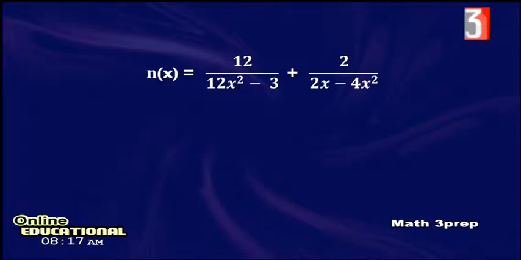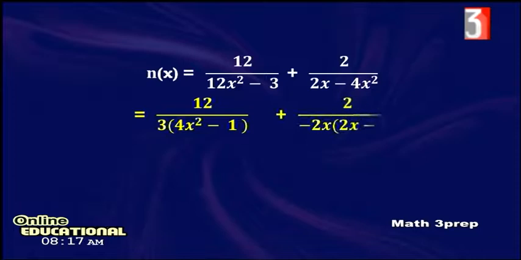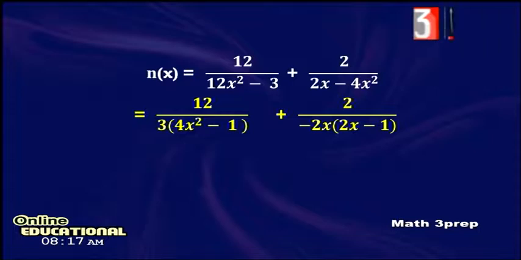What you are going to do is to take a negative as a common factor. Then you are going to notice that in 2x and 4x squared, we can take 2x as a common factor. It means that we are going to take negative 2x as a common factor from the second part. So it will be 12 over 3 brackets (4x to the power of 2 minus 1). Then plus 2 over, take negative 2x as a common factor to obtain a result as (2x minus 1).